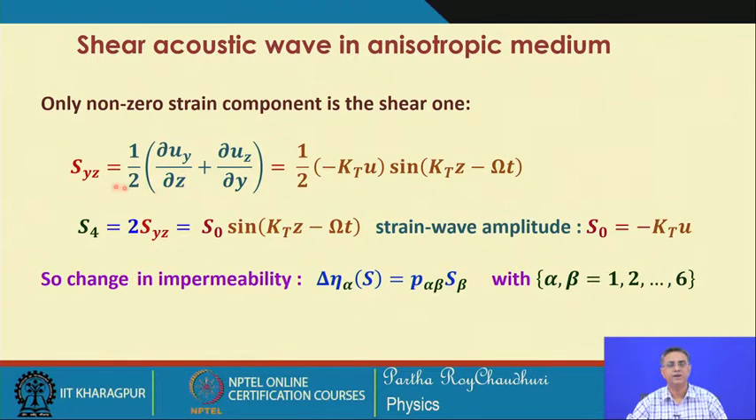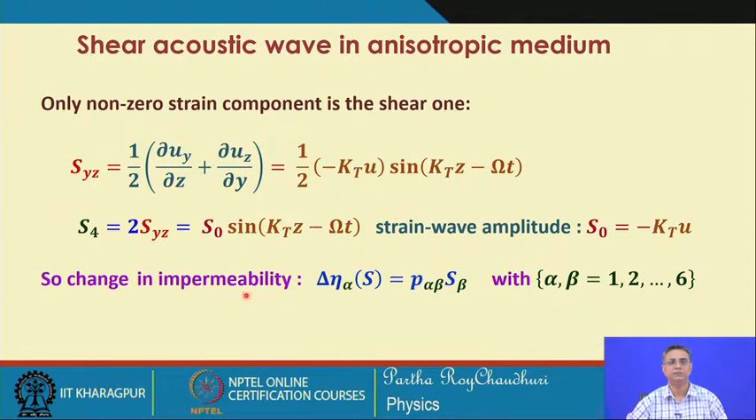Therefore, S_yz is actually the fourth element, S_4, of the strain matrix. So, S_4, equal to twice S_yz, is given by this, where S_0 represents the amplitude of the strain wave. This minus sign does not matter, because whether we start from a negative peak or a positive peak, it does not make any difference.